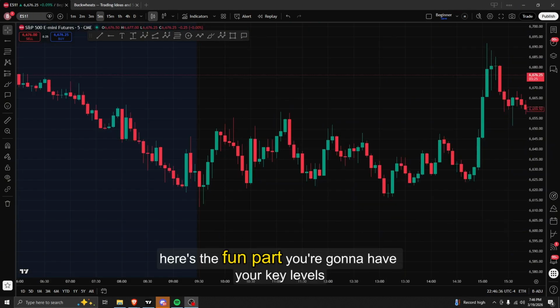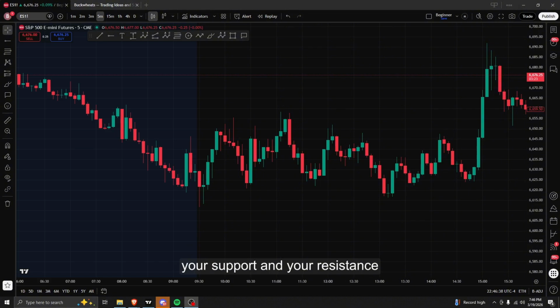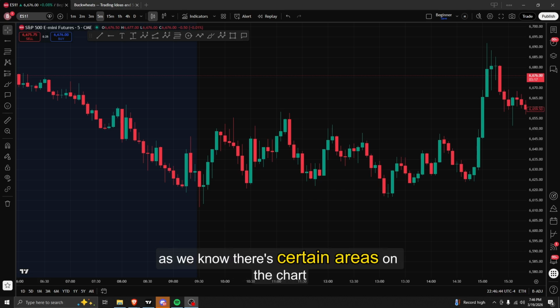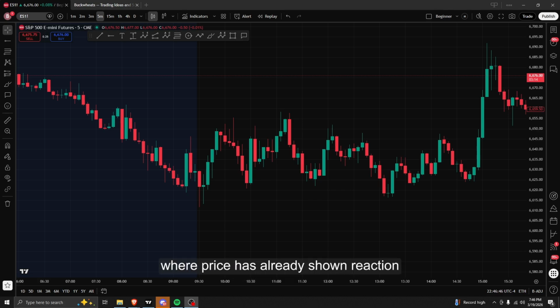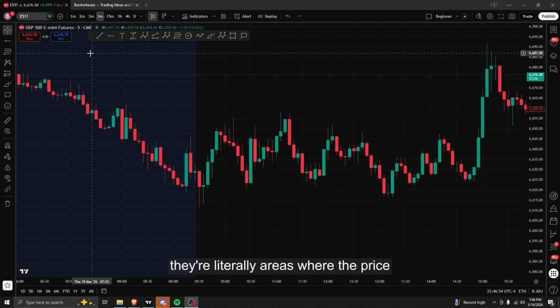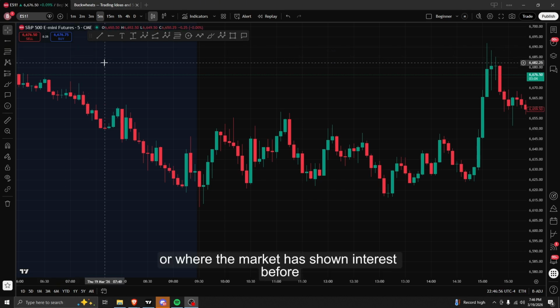Here's the fun part. You're going to have your key levels, your support, and your resistance. Key levels matter because price doesn't move randomly, as we know. There are certain areas on the chart where price has already shown reaction, rejection, or decision. So that's what support and resistance really is. They're not magic lines. They're literally areas where the market has shown interest before.